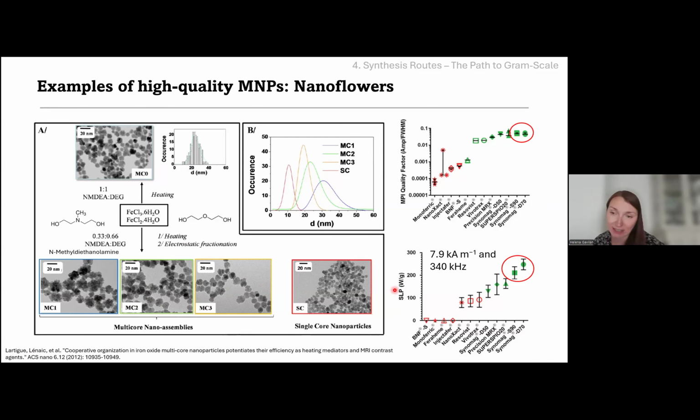Actually, the Sinomag sample is this one, so iron oxide nanoflowers. And you can see in terms of MPI quality factor, they are the ones performing best. And also in case of the SLP, so the heating properties with these conditions of the alternating magnetic field, Sinomag samples are the ones performing better. So I think this is a very nice nanoparticle system.